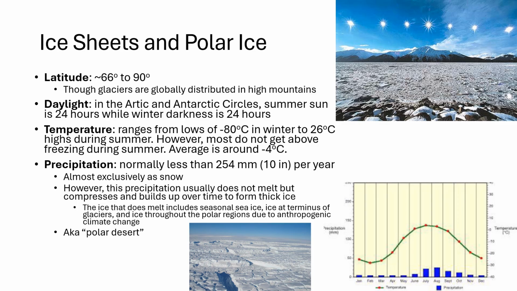Now that's a little bit different today because of global climate change and they're starting to melt. And then you always had some seasonal sea ice that melted as well as the ice that melted at the terminus of the glacier where it exits out into the sea, or it would calve off into an iceberg that would then float out to the sea and move away from the poles and then melt in the warmer waters.